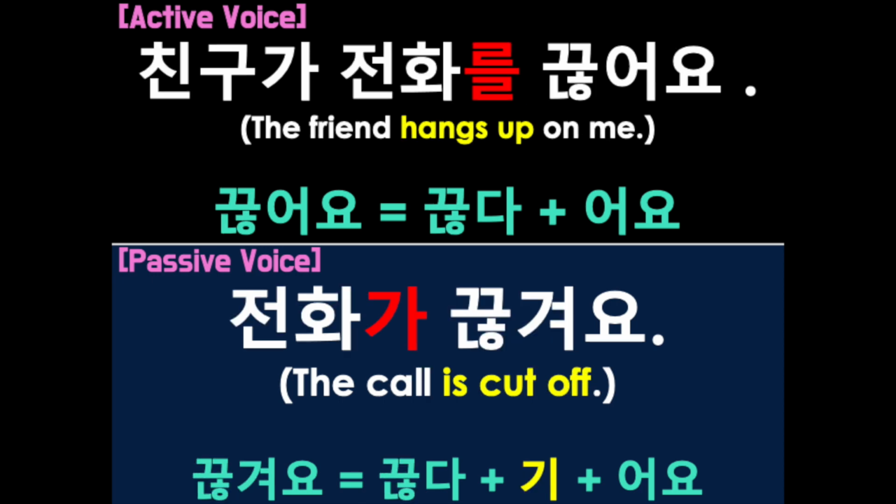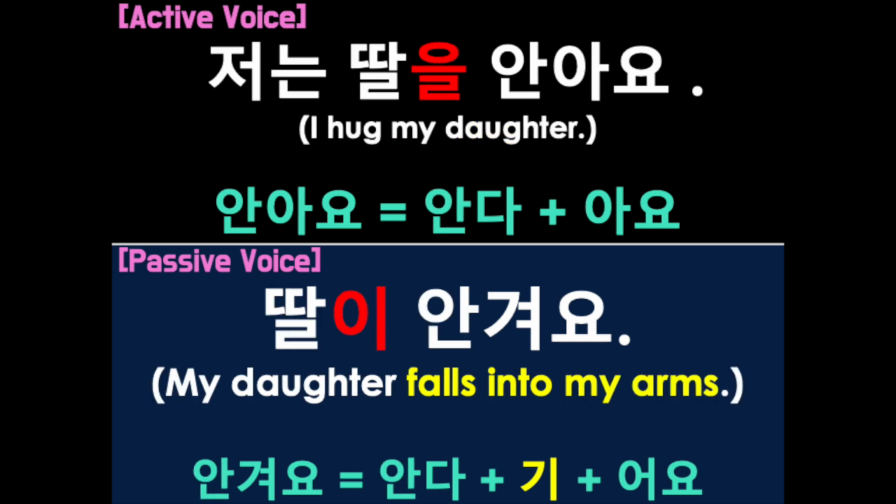열려요. Next, 친구가 전화를 끊어요. The friend hangs up on me. 친구가 전화를 끊어요. So, 전화가 끊겨요. The call is cut off. 끊겨요, 끊다, plus 기, plus 어요. 끊겨요. 저는 딸을 안아요. I hug my daughter. So, 딸이 안겨요. My daughter falls into my arms. 안겨요, 안다, plus 기, plus 어요. 안겨요.